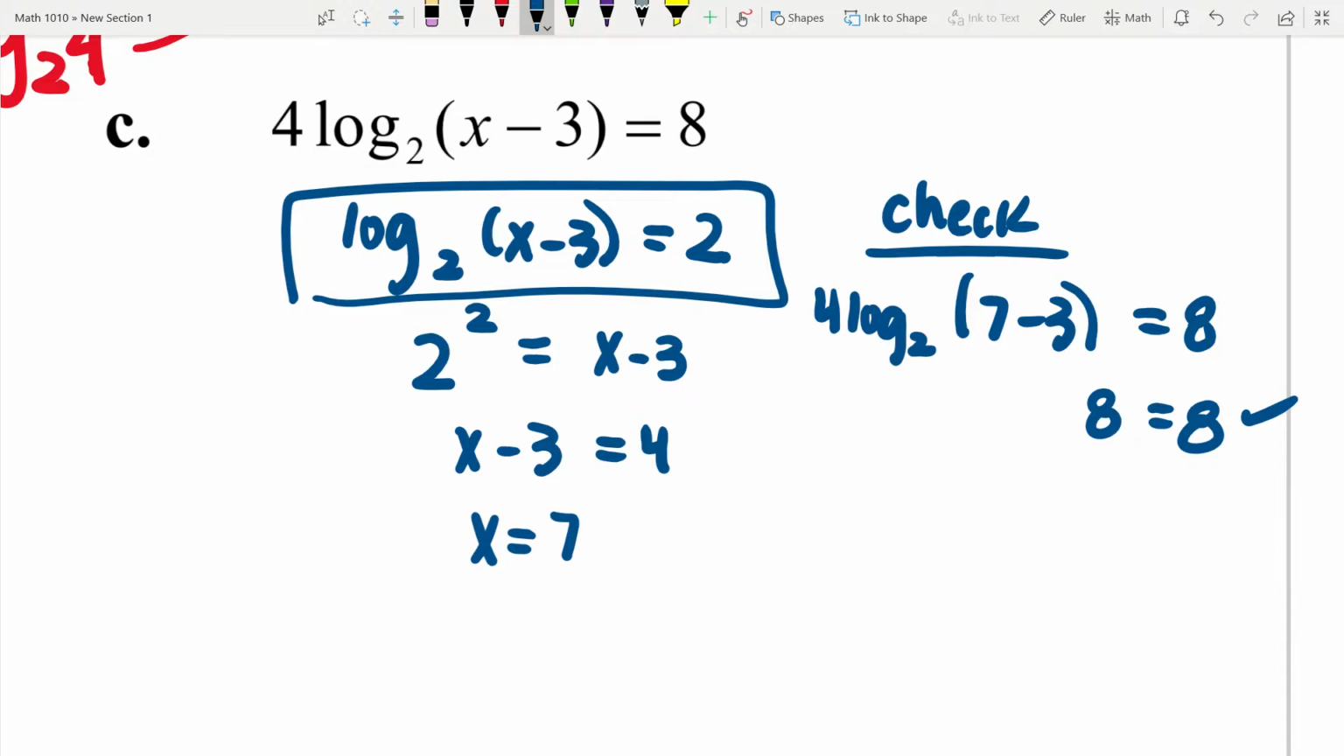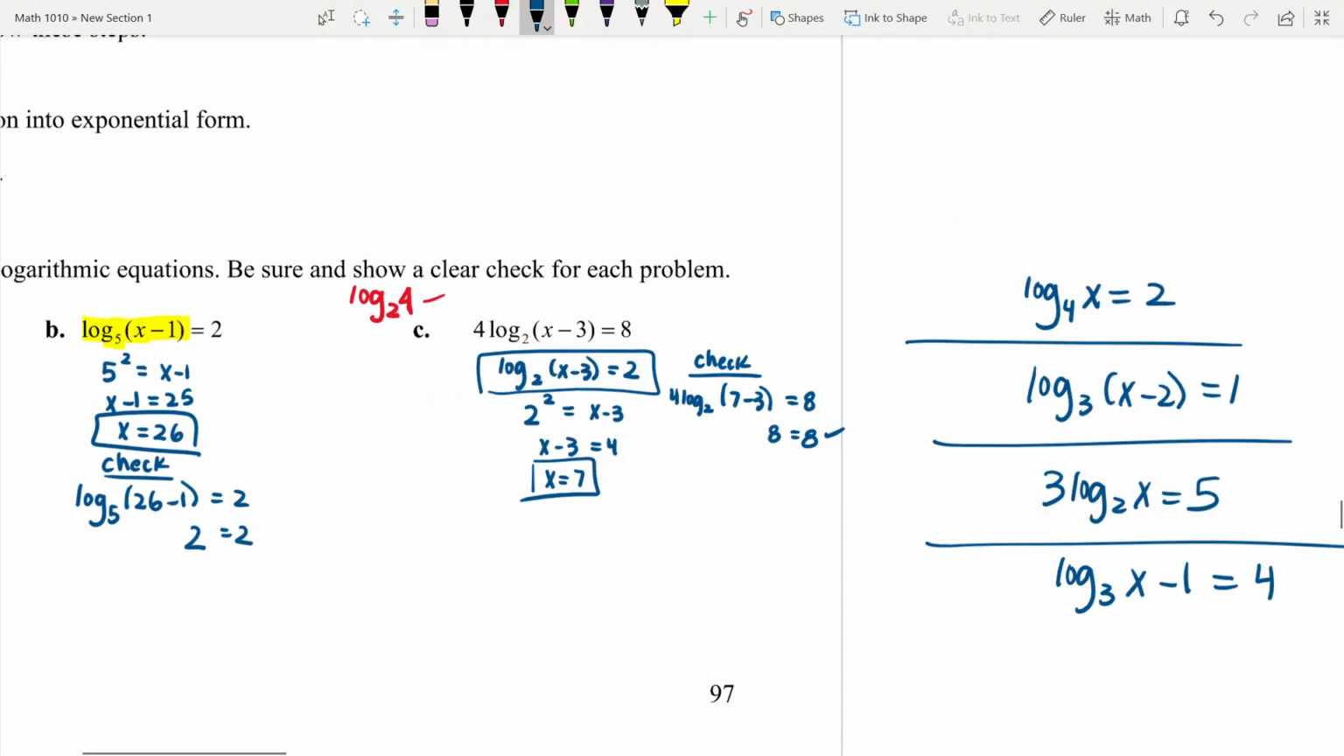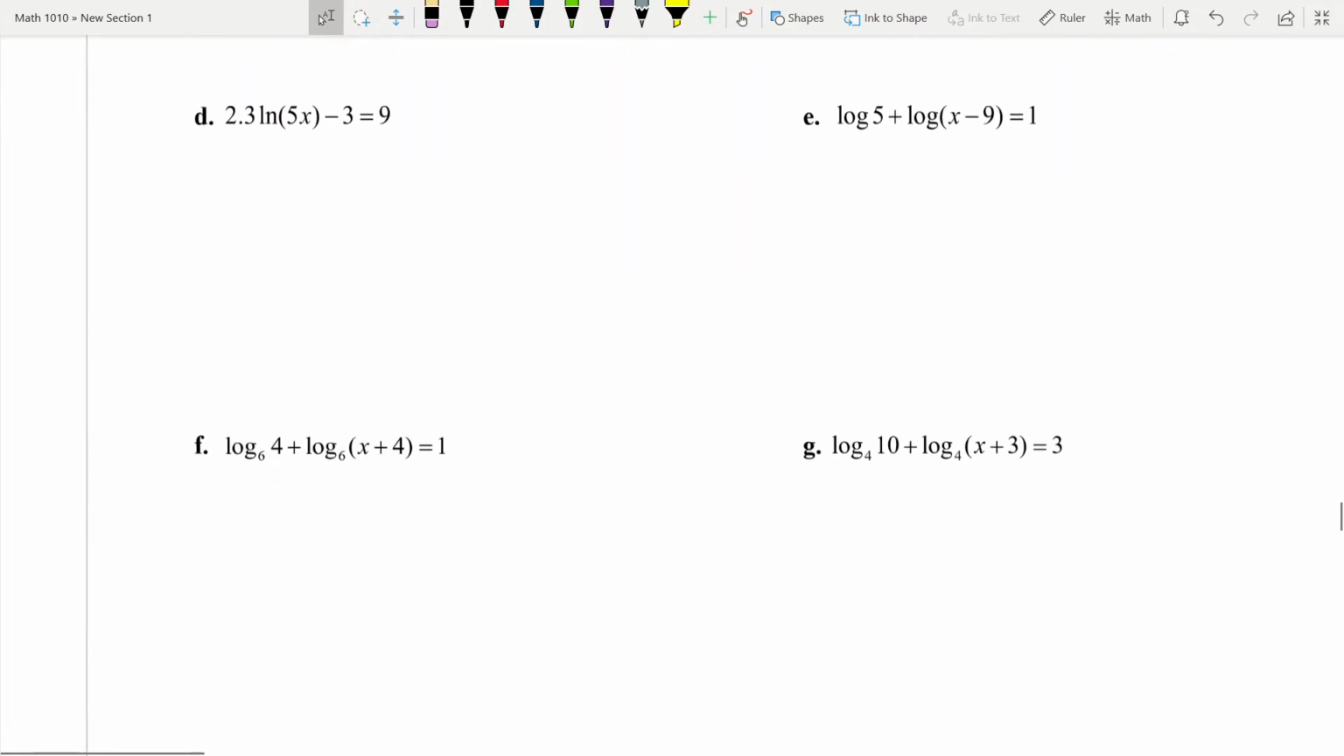Everybody go 4. And then hit the log button. 7 minus 3 is a 4. Close it off. Divided by log 2. Close it off. Hit enter. I got 8 equals 8. So x equals 7 really is the answer. Okay, raise your hand if you're good. Let me see how you're feeling here. Okay, good. Okay, let's do question D.